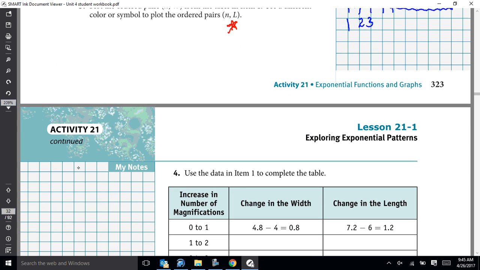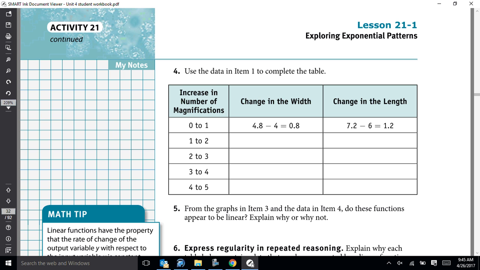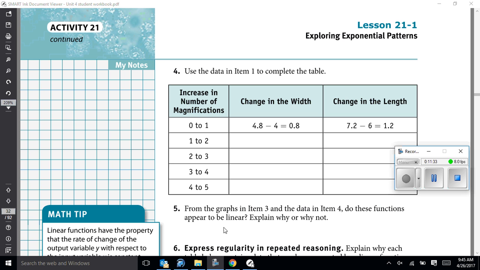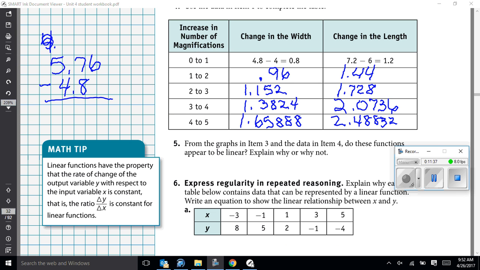Alright, so use the data in item 1 to complete the table. So from 0 to 1, we're going to subtract them. So we're going to do it both for the width and the length. Let's take 30 seconds to fill that in real quick. Alright, so we have our table filled in.